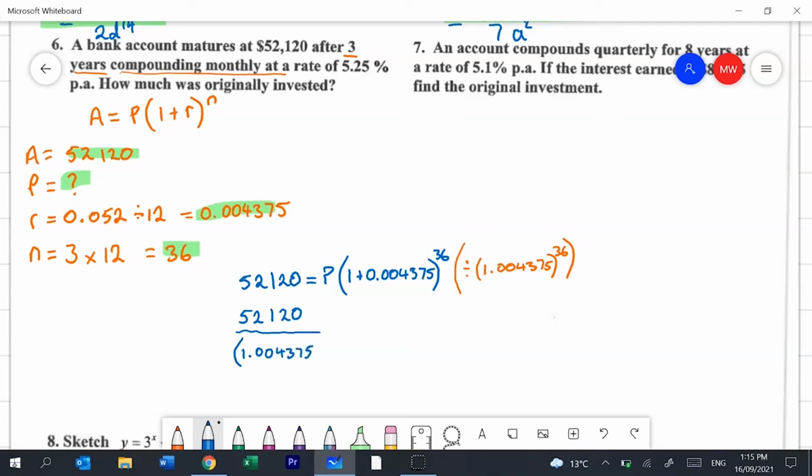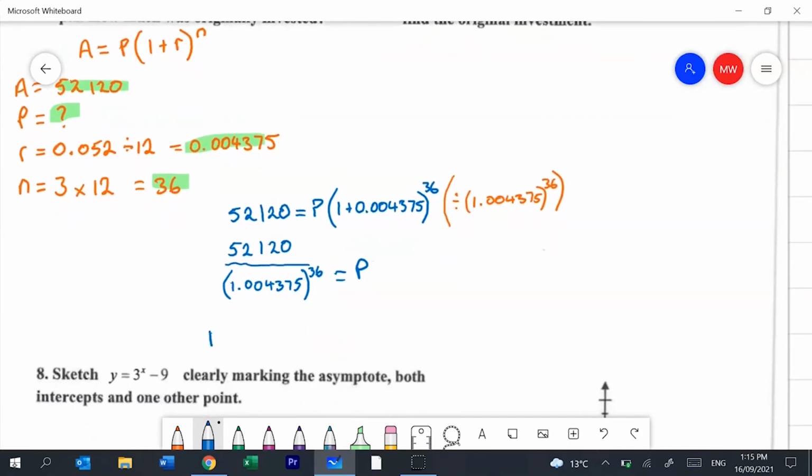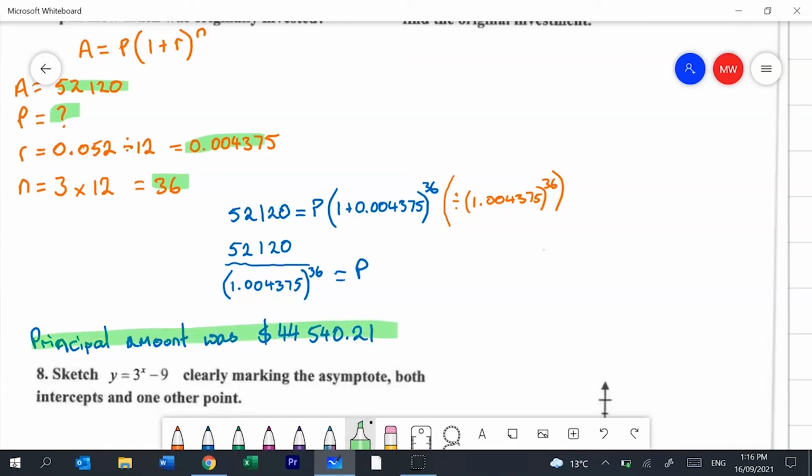If you're not too sure what I'm doing here, just stick to the balance method. Just plug it into your calculator and deal with any small inaccuracy. And so once I've dialed that into my calculator, I'll find that the principal, and it's a worded question, so I should answer this properly. The principal amount was $44,540.21. That's the final answer.